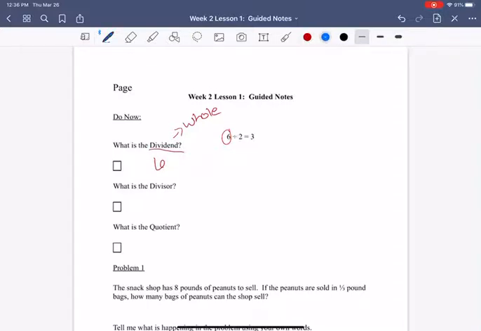Our divisor represents what we're dividing by. It could also be what we're dividing into, so how many groups there are. And in this case, that number is 2. So we're taking 6, our whole, and we're dividing it either into 2 equal groups or dividing it into groups of 2. We will end up with a quotient or an answer 3. So your quotient is your answer in your division equation.